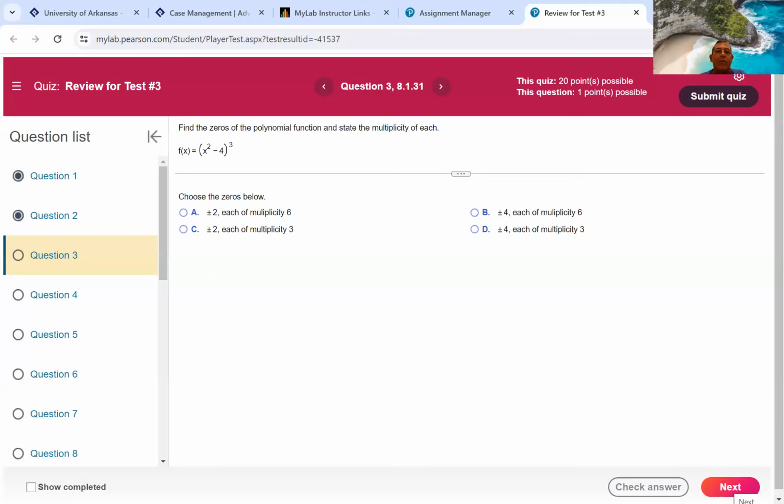So now we're actually going to start finding zeros. So this is number 3. They want me to find the zeros and state the multiplicity. So y'all, let me write down that f of x equals x squared minus 4 to the 3rd. So I'll work this by hand, and then we'll come in and we'll pick A, B, C, or D on that one.